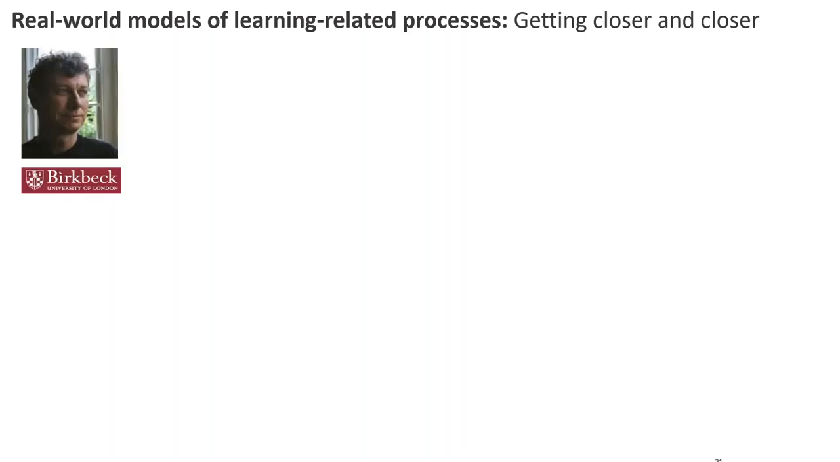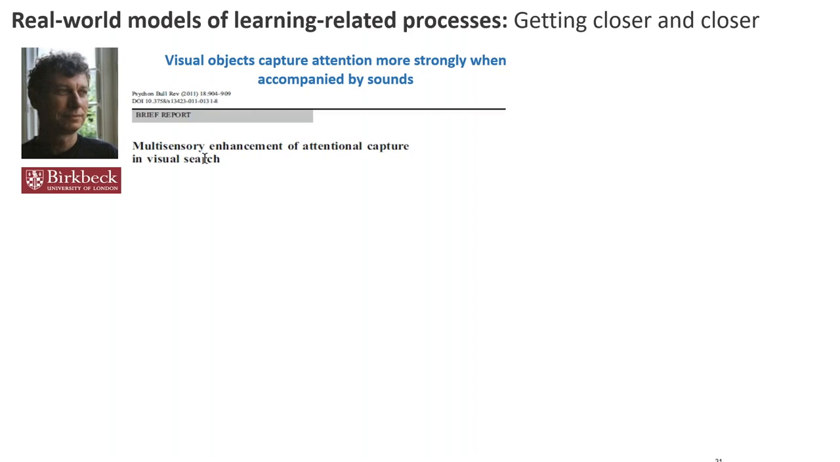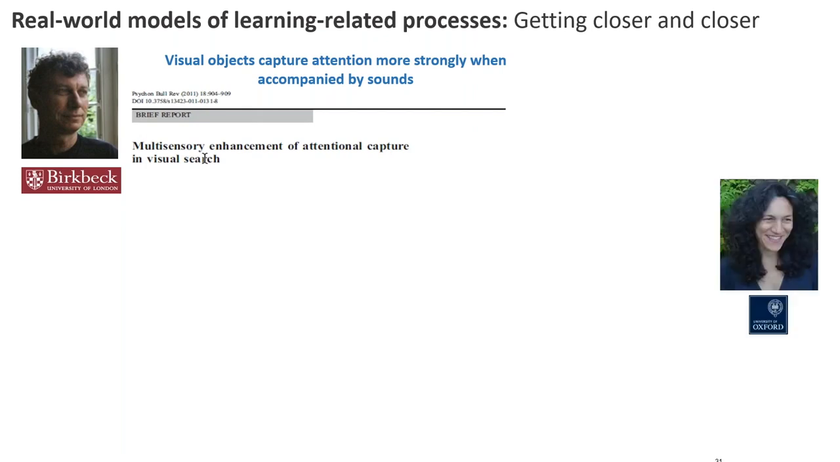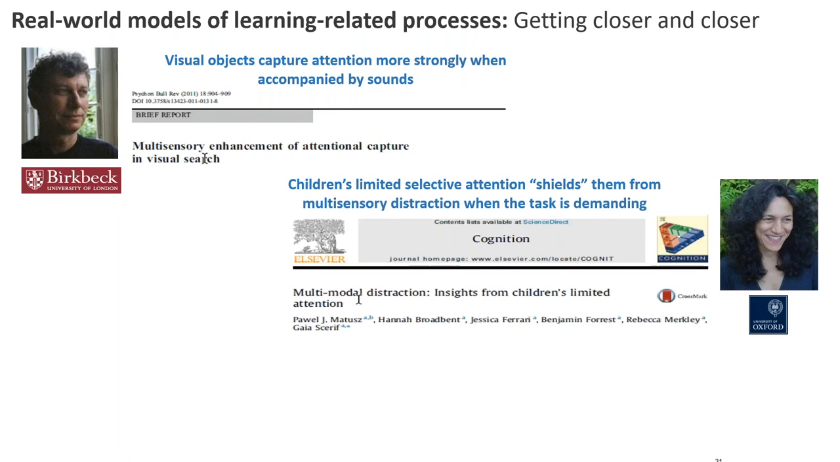So at Birkbeck College with Martin Eimer, we have demonstrated that visual objects have the ability to capture attention more strongly when accompanied by sounds, even during a very demanding visual task. But on the other hand, with Gaia Scerif at Oxford, we have also shown that children's limited selective attention skills do shield them from multisensory distraction, in contrast to adults, when the task is demanding. So the story is definitely not as clear-cut as we might think based on the visual literature.